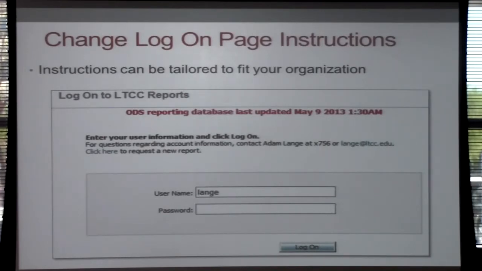So here's what it looked like after I changed it. I'll show you exactly how I changed it, but here's what those instructions look like after I changed it. The red text, ignore, I'll show you that in a bit. But you'll see these 2 lines of text here. I didn't change the first line. I left that as is. I thought it was good enough. But the second line I changed to say, contact me if you have any problems. I provided my name, my extension, and my email. And then also, I added a third line, which says, click here to submit a new report or report request.